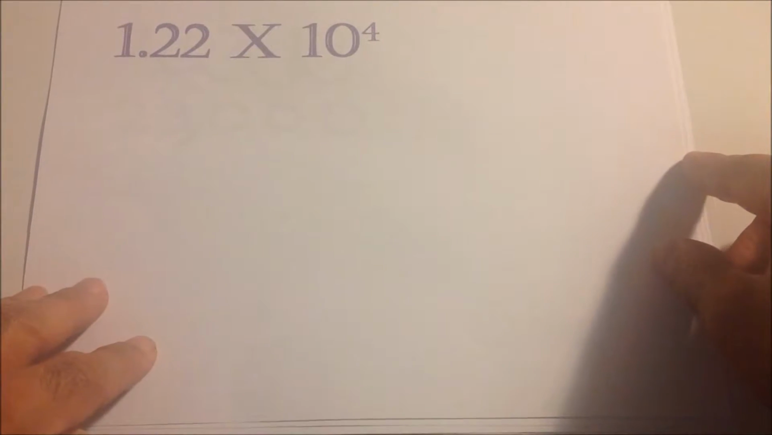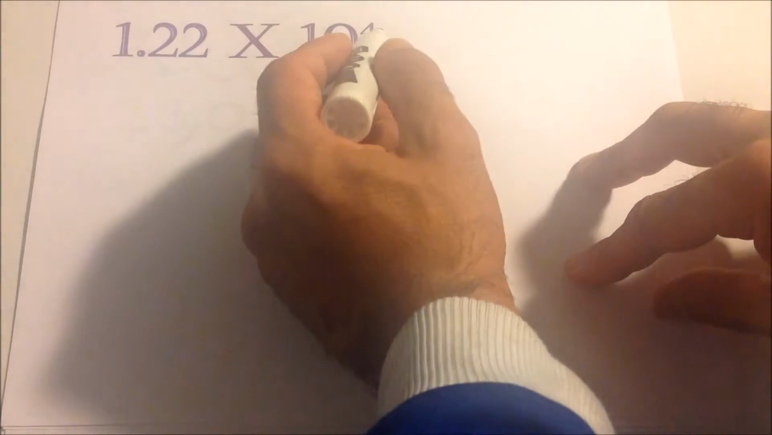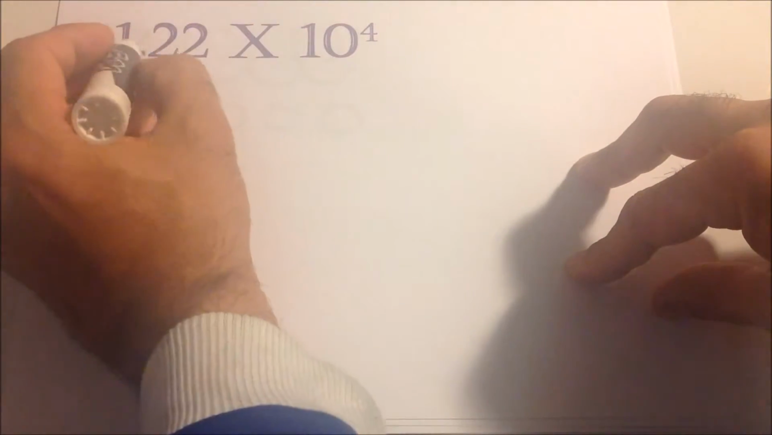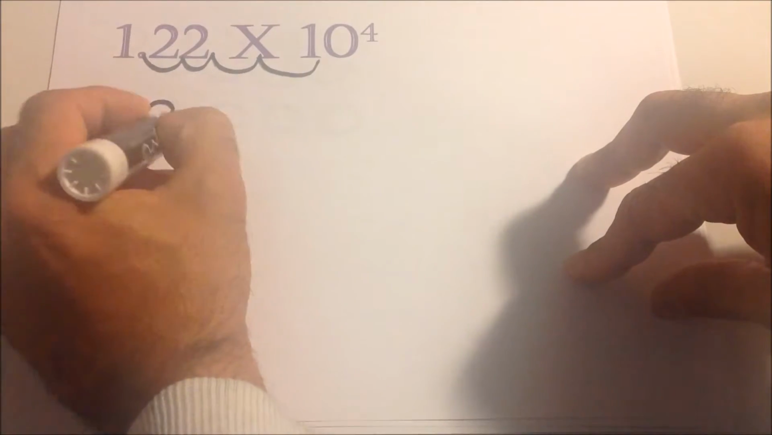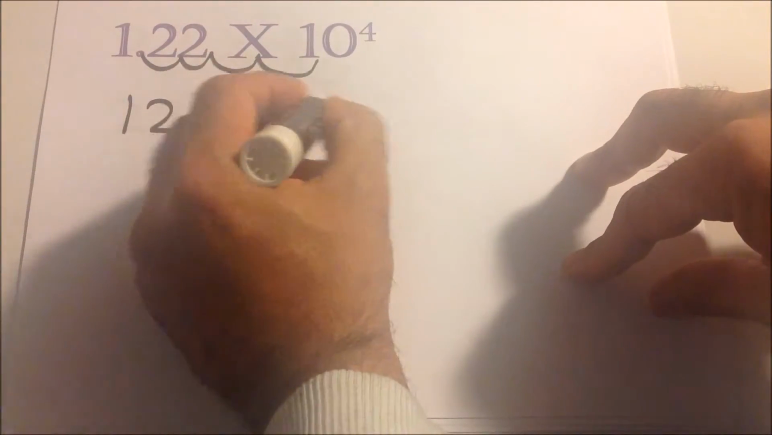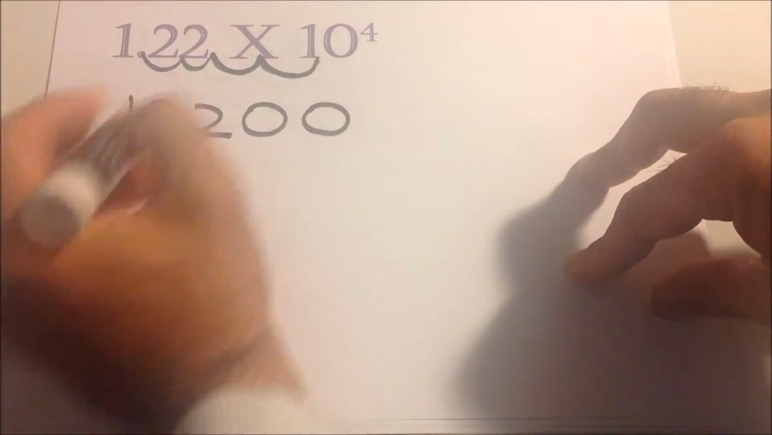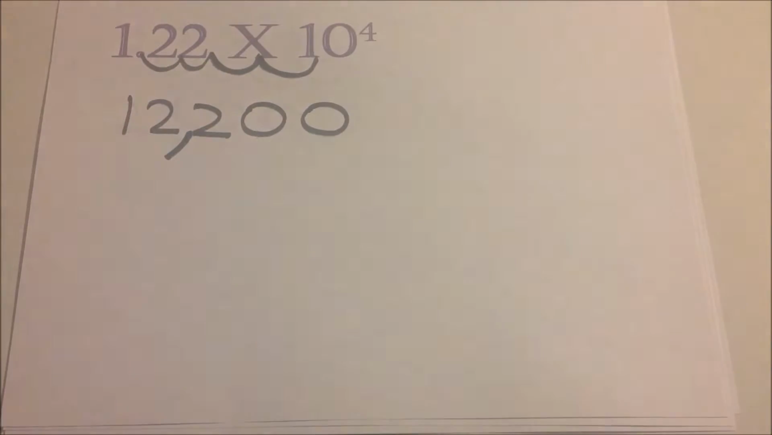Okay. Now let's see if you can do this one. Okay, the exponent tells you again everything you need to do. It's telling you to move the decimal 4 times. 1, 2, 3, 4. And whatever's empty in these places, just put zeros. 12,200.